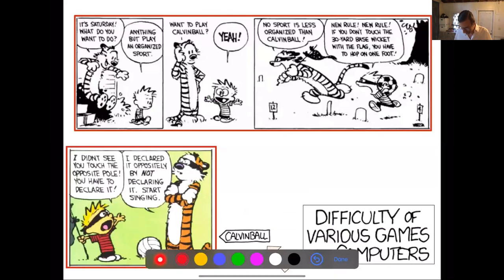And here, I think this is our last slide, just for entertainment. Calvin Ball means you just kind of make up the rules as you go, and obviously computers aren't going to be good at ever making up the rules as they go and dealing with that level of ambiguity.